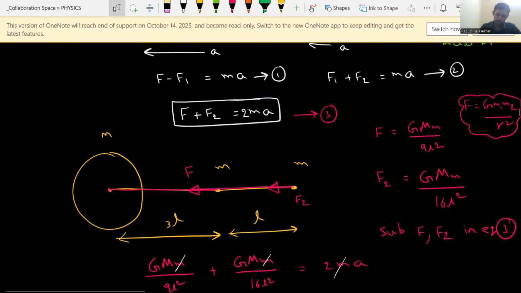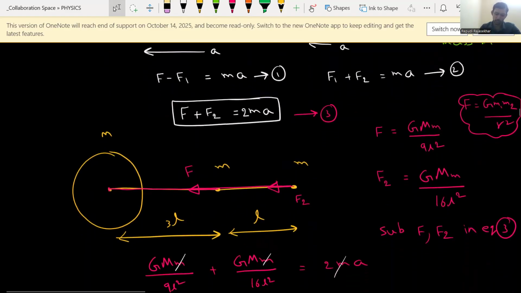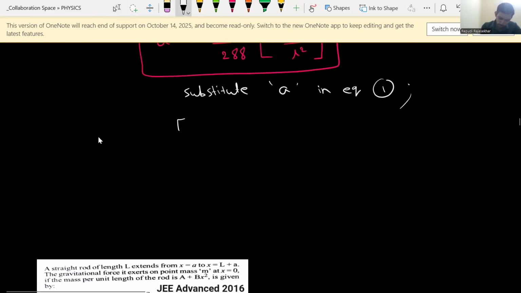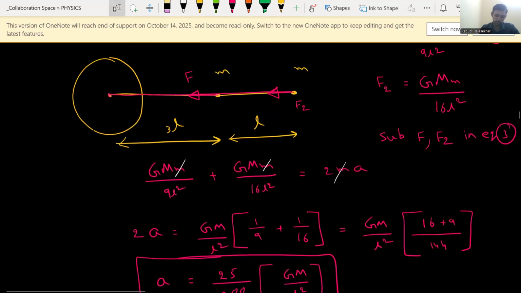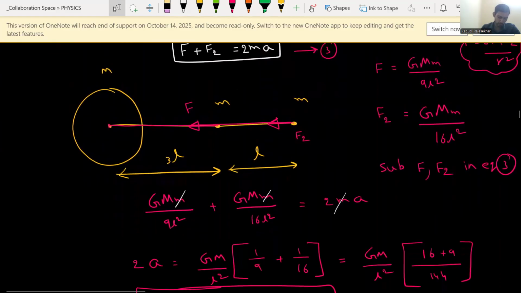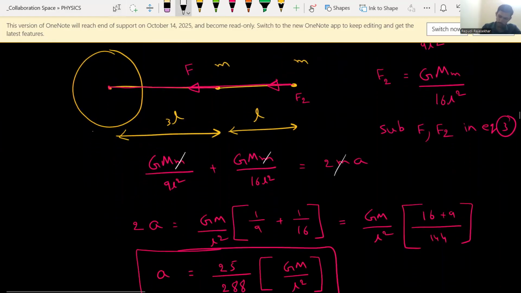F minus F1 equals to MA, right? This is equation 1. F minus F1 equals to M into A. So what is F value, what is F1 value? We'll write here. What is F value, what is F1 value? Better we write in the diagram only.